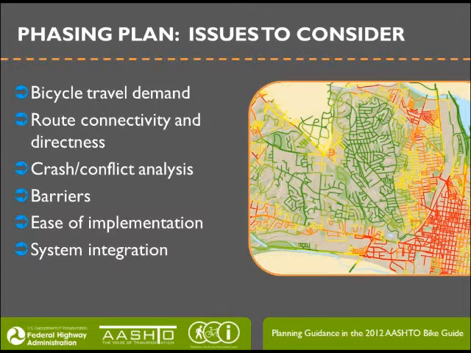Crash conflict analysis. I'm not going to say a lot about this because we're going to cover this on another slide later on. But what it does suggest is that, again, when you are considering what should be near-term improvements, you want to look at crash data and focus on those high crash locations and corridors. Barriers. Every community is going to have some barriers. That could be a freeway. It could be a river. It could be a railroad track. It could be a lake. There's a lot of different things that can cause barriers. And it talks about including that in the discussion about addressing those barriers in terms of creating connectivity and making the whole system work.